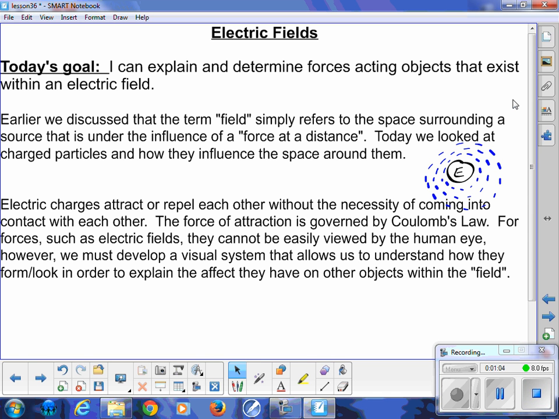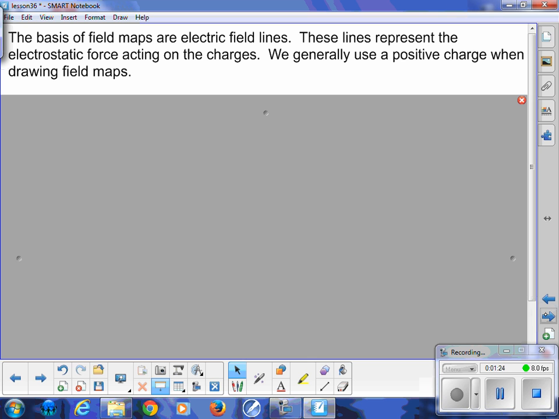For forces such as electric fields, you can't view them very easily by the human eye. So we develop a visual system that allows us to understand and illustrate what's going on. And I've got an app that I'm going to show you, or a website that you can try on your own. I'll post the website, and I'll try to do a couple of demos and see how they record. Sometimes they don't record very nicely.